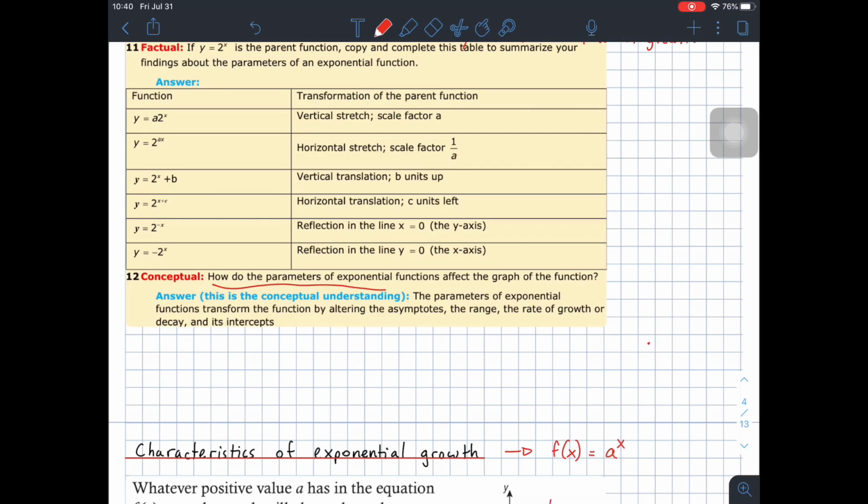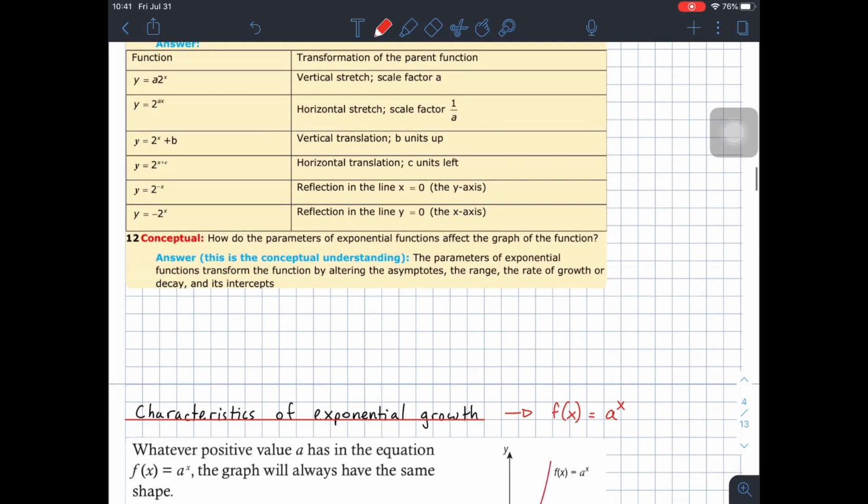Finally, question 12. How do the parameters of exponential functions affect the graph of the function? We have already discussed this. The parameters of the exponential function transform the function by altering the asymptotes, the range, the rate of growth or decay, and its intercepts. So that's all the different things that change whenever we change the parameters of the function.